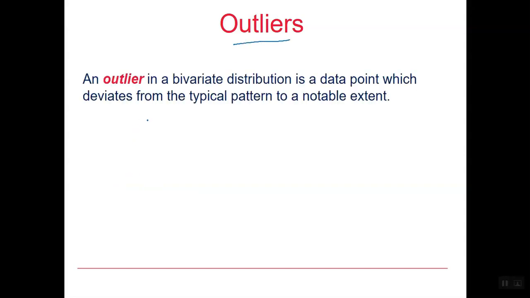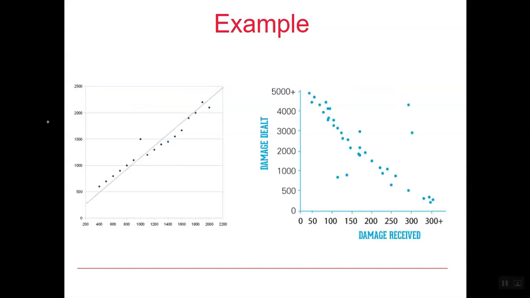Firstly, outliers. An outlier in a bivariate distribution is a data point which deviates from the typical pattern to a notable extent. You'll need to be able to recognize outliers by eye. Let's look at some examples.